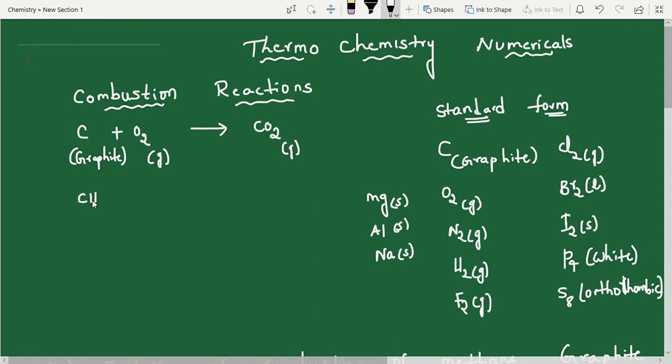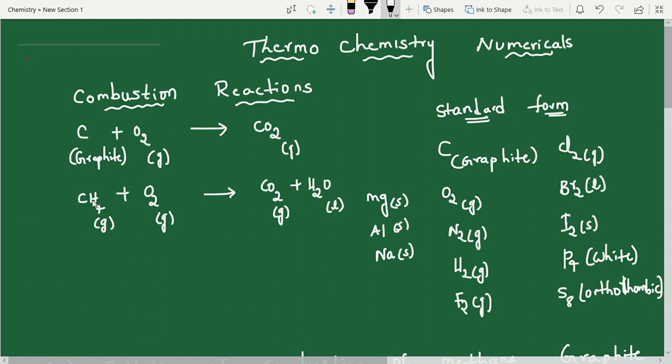Okay, now next one. Methane on combustion gives rise to CO2 plus water. Make a note, students, all hydrocarbons on combustion give carbon dioxide and water. Based on that, we have to balance. Methane, what is the standard form? It is gaseous state. Oxygen, gaseous state. Carbon dioxide, gaseous state. Water, liquid state. So I am covering some theory questions also. First make a note, then we will go to the value based numericals.